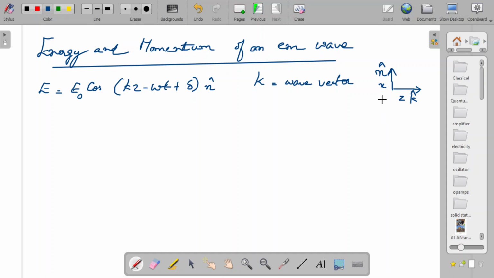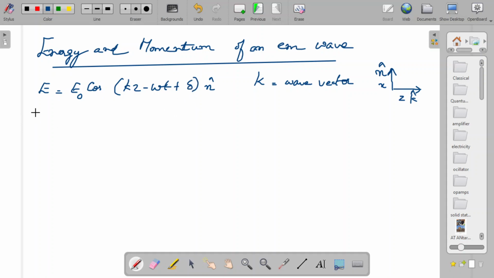So just remember that the unit vector in the direction of x is n, and the unit vector in the direction of z is k. It is not the wave vector k, it is the unit vector k, so that will always be represented by a cap over k. Thus this is the equation of an electric field vector where the wave is traveling in the z direction, and this delta is the initial phase of the wave. Sometimes this delta can be 0, but generally I write the equation with the initial phase.